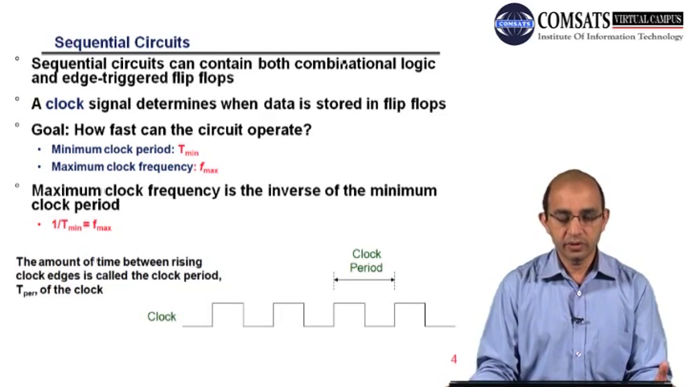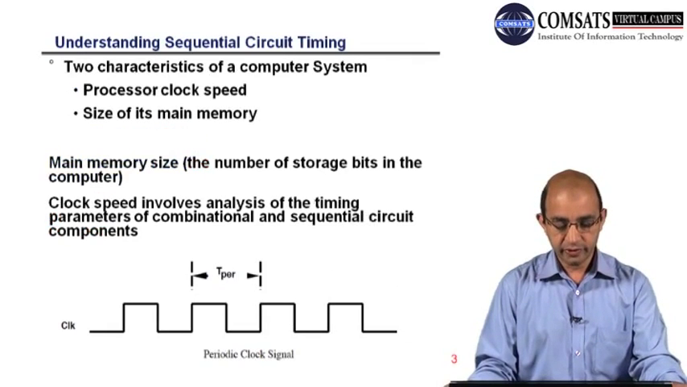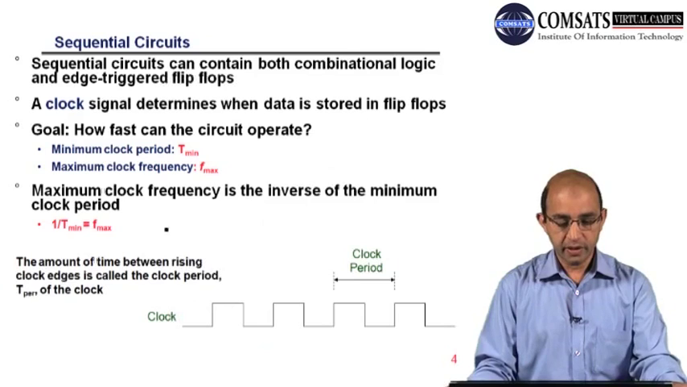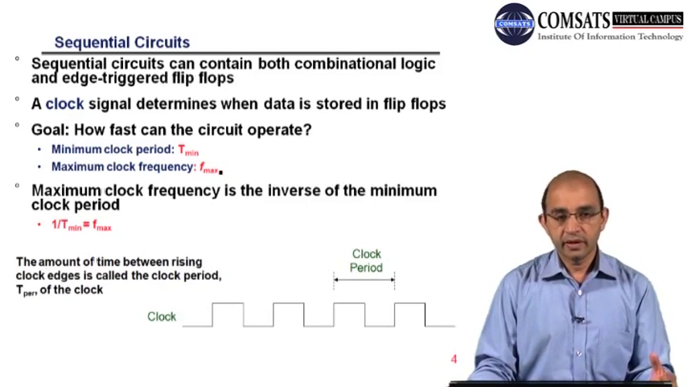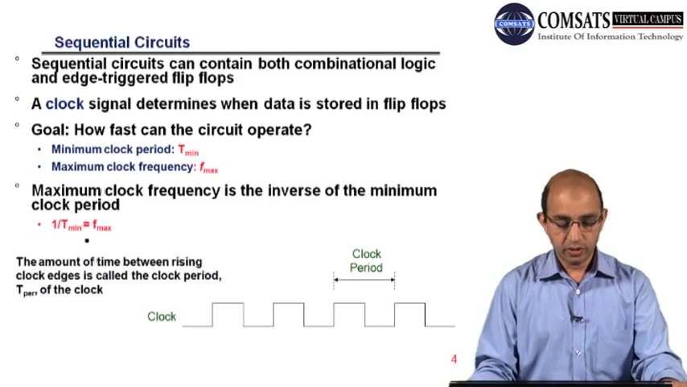So here our goal is the minimum clock period, which we discussed in the last slide. This is the clock period, and you know that period and frequency are inverse to each other. So if you have the clock period, we can compute the frequency: T minimum is equal to 1 by f, or on the other side, f maximum is equal to 1 by T minimum. So this is the goal.